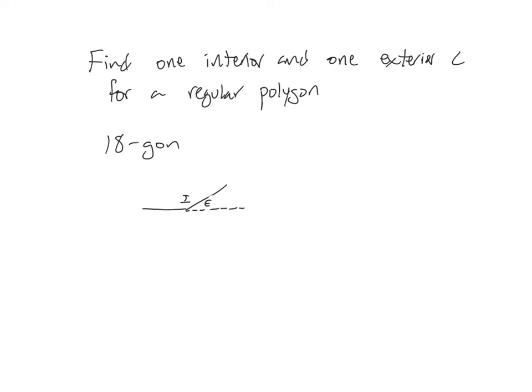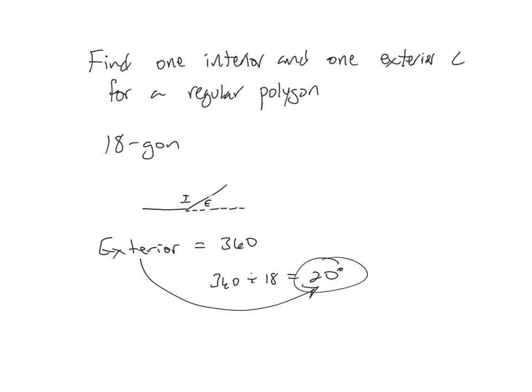So, you can do n minus 2, 18 minus 2 is 16 times 180. You're going to get this big, huge number. But I like to start with exterior. And I'm going to come back to this picture in a minute because the exterior equals 360 degrees. So really all I need to do is 360 divided by 18 is 20. So one of the exterior angles is 20 degrees.